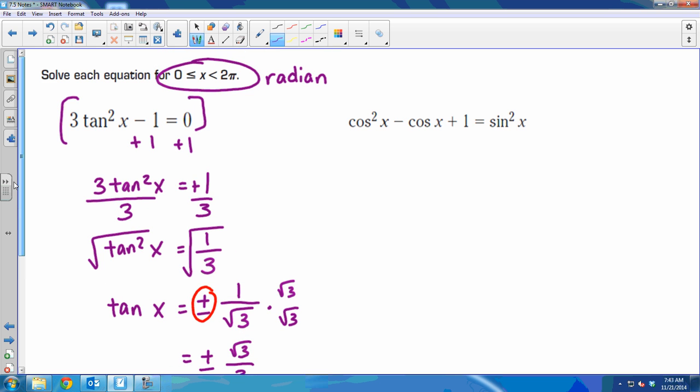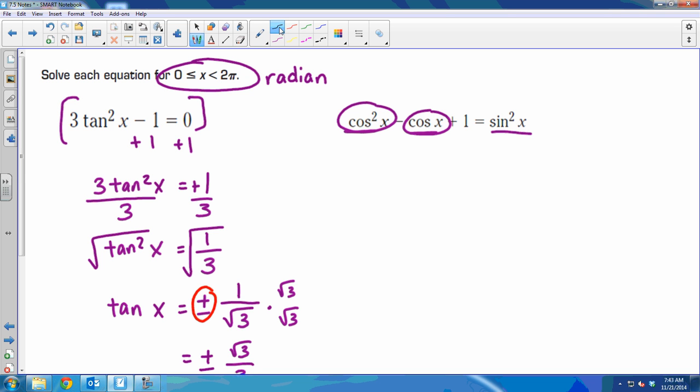Alright, one more question. Here I have cosine squared x minus cosine x plus 1 equals sine squared x. So I've got cosine here twice. It would be nice if everything was in terms of cosine, because then I could try to do something with that. Right now I can't do anything with that. There's too much stuff going on.